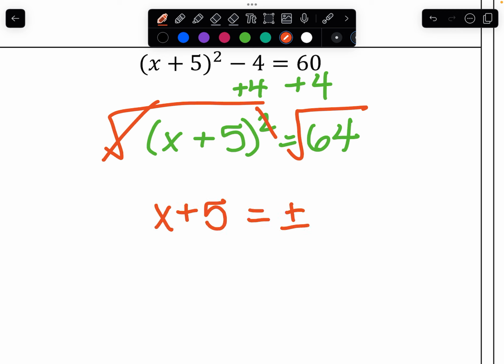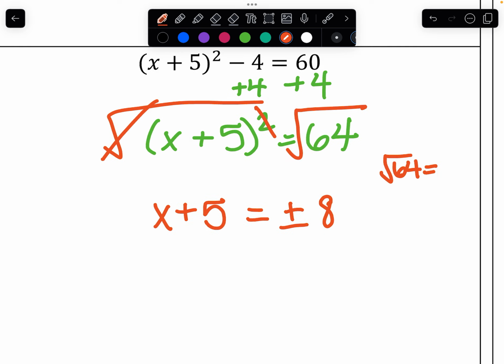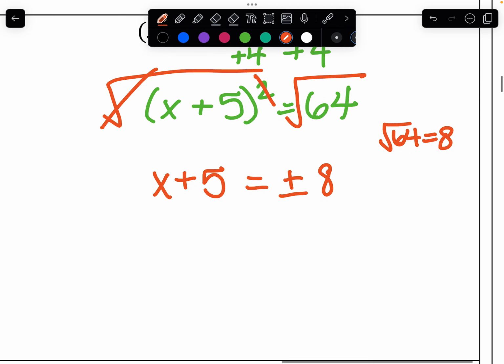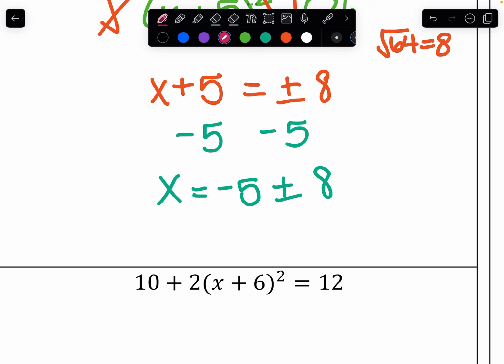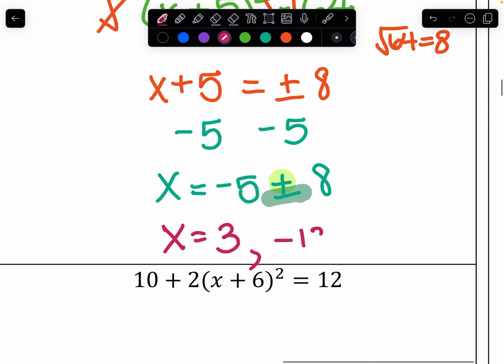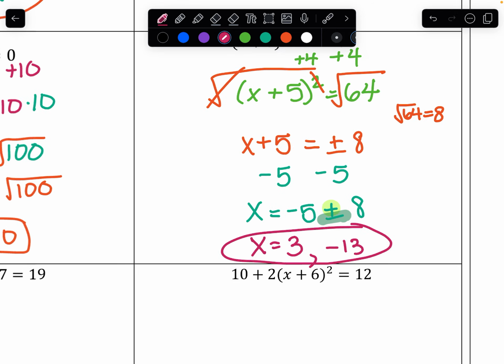And so 64 is a perfect square, so it is 8. So if you're confused, the square root of 64 is 8. But we can't forget that plus or minus. And now I'm going to subtract 5. And so what we get is x equals -5 plus or minus 8. Well, because they're all exact numbers, what we can do is take this and do -5 plus 8, which is 3, and -5 minus 8, which is -13. And so that's how we get those two exact answers.